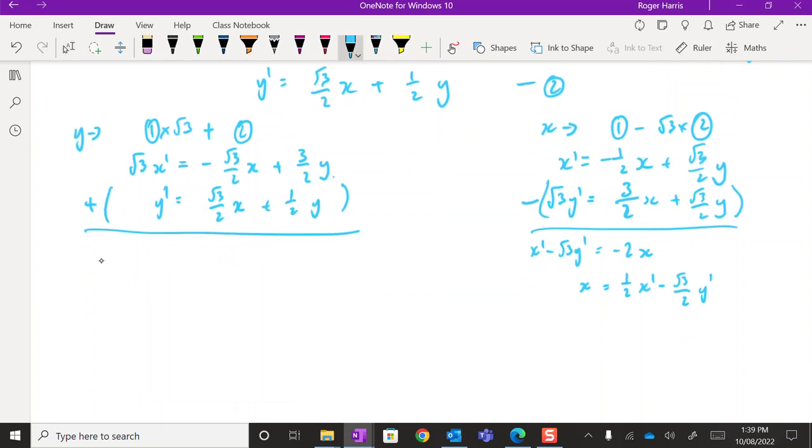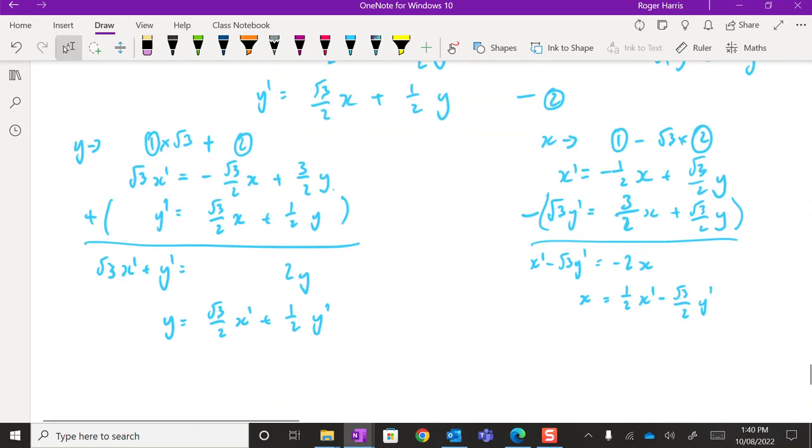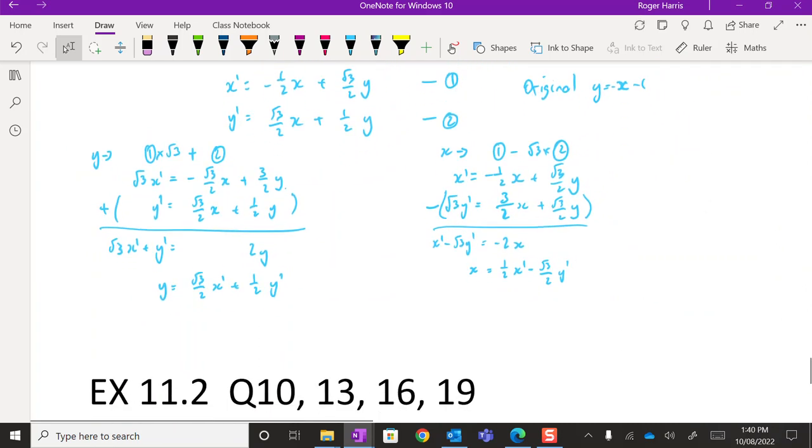Okay, so I'm going to get root 3x1 plus y dash equals, eliminate the x, 3 plus a half is 2, so 2y. I need it in terms of y, so take it to the other side. So y is equal to root 3 on 2x1 plus a half y1. Okay, so now they can be substituted into that original equation, and hopefully I am done.